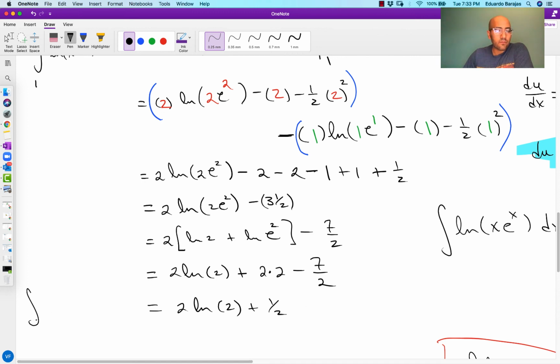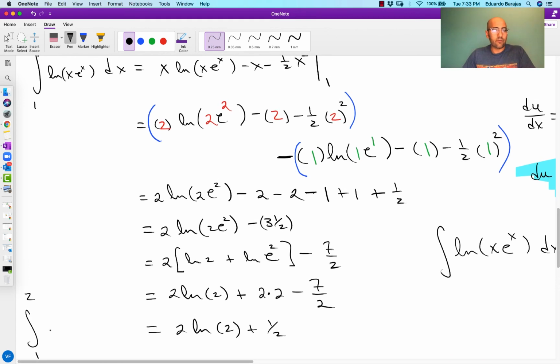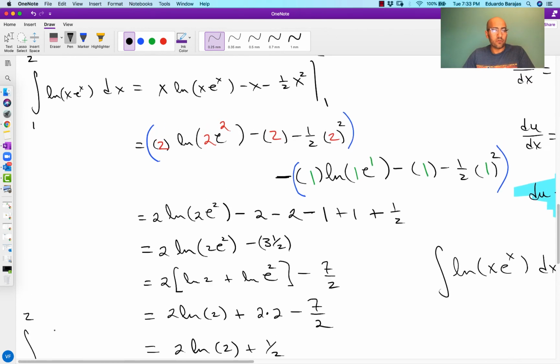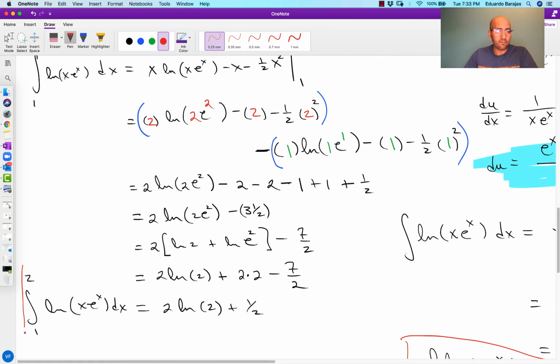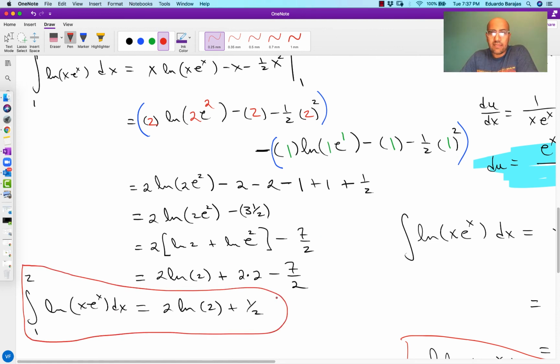The integral from 1 to 2, come back up here, integral from 1 to 2 of ln of x e to the x dx is equal to this guy. Okay, so that's a fantastic exact answer. But then we can approximate it using our calculator. So let's get our calculator out and get a decimal approximation for this.